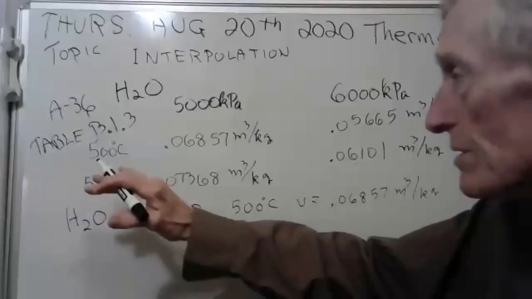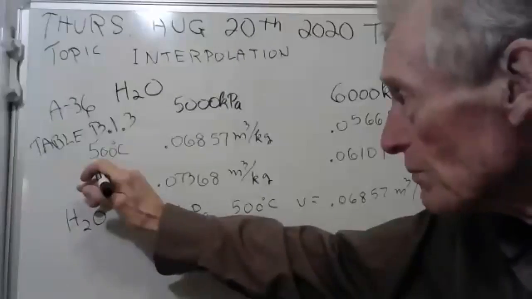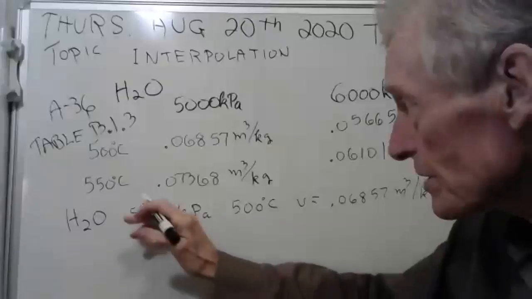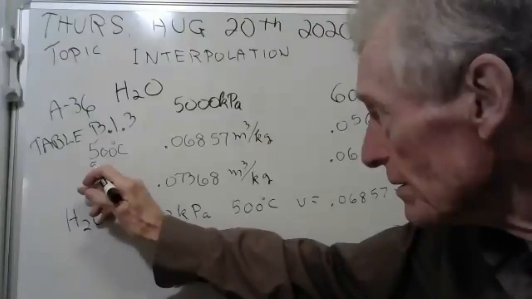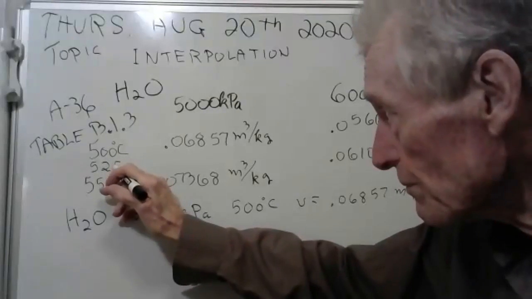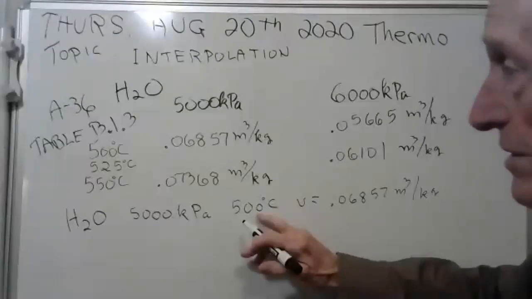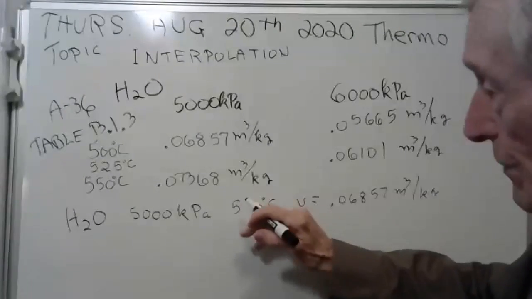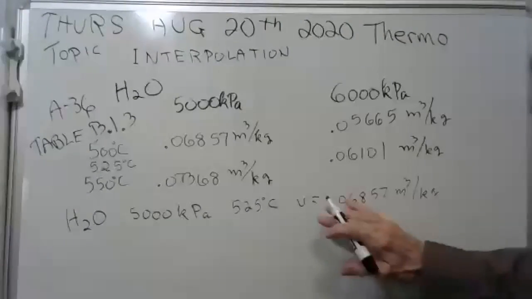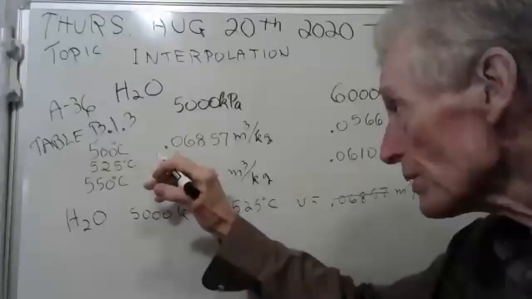But what do you do if it's in between? What if you have a problem where you've got 5,000 kilopascals, but, we'll make something up, 525 degrees Celsius? See, 525 Celsius is not in the tables. You're not going to get this answer directly. You understand? The answer will be somewhere in between.